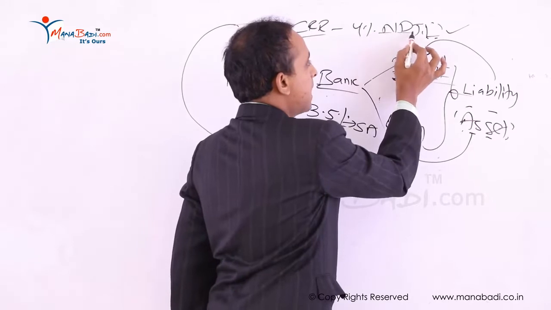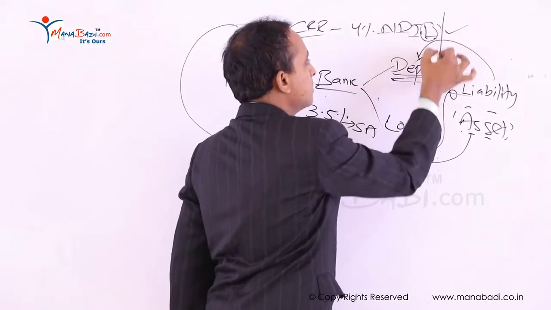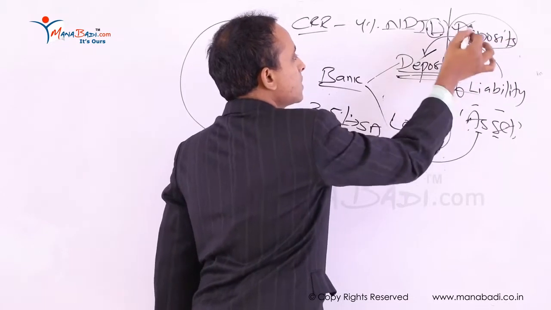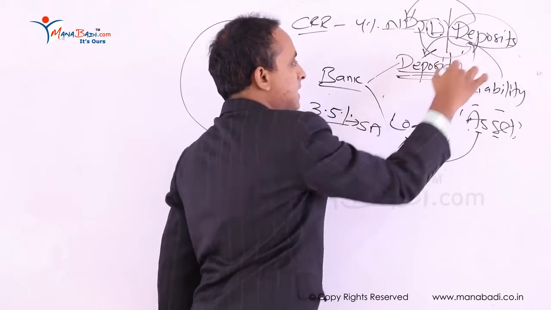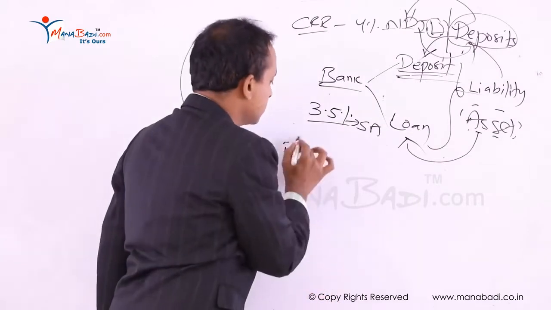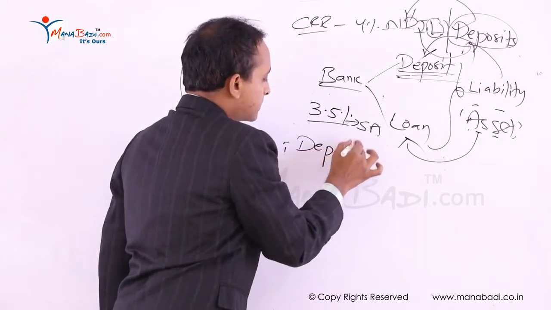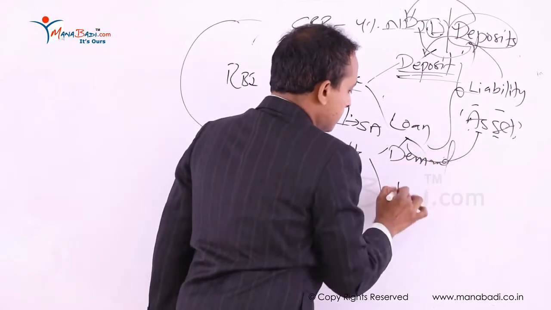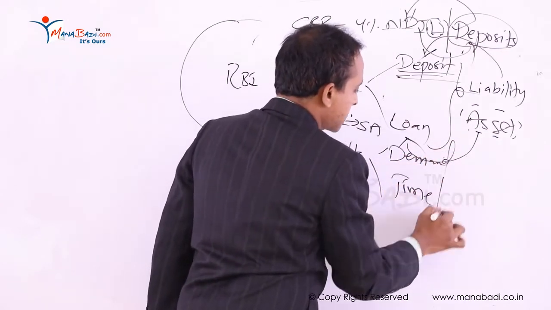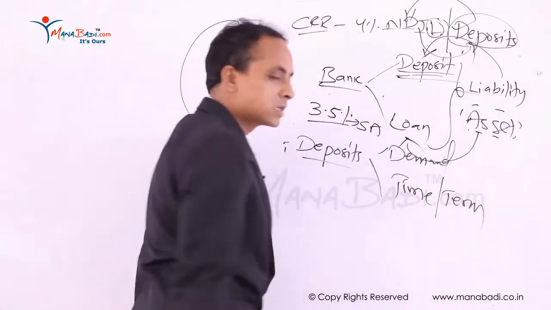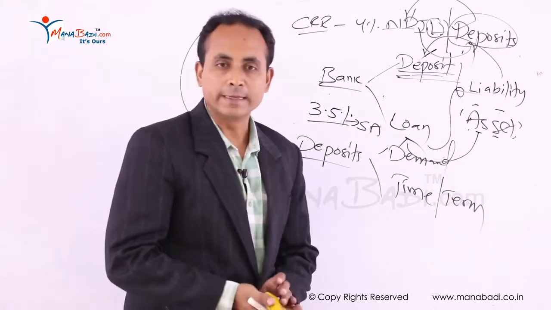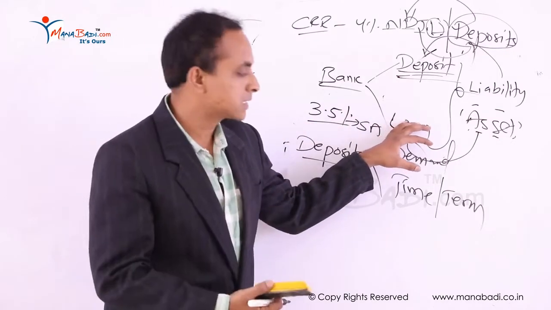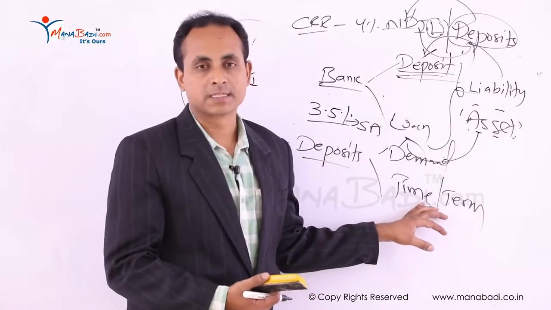Understand? Now as I said, deposits are liabilities. Here net demand and time liabilities, liability is nothing but deposits. Understand? So deposits are of two types: demand deposits and time deposits. That we will discuss. Clear? One is demand deposits, the second one is time deposits, or time deposits also called term deposits.